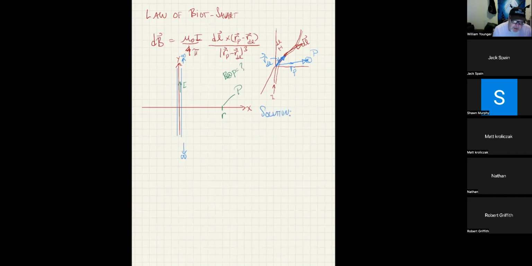So first off, I have to identify some vectors. One vector I'm going to identify is RP. RP is supposed to be a vector that points from the origin to the actual point at which we wish to know the magnetic field. So I'm going to say RP is in fact this vector right here.